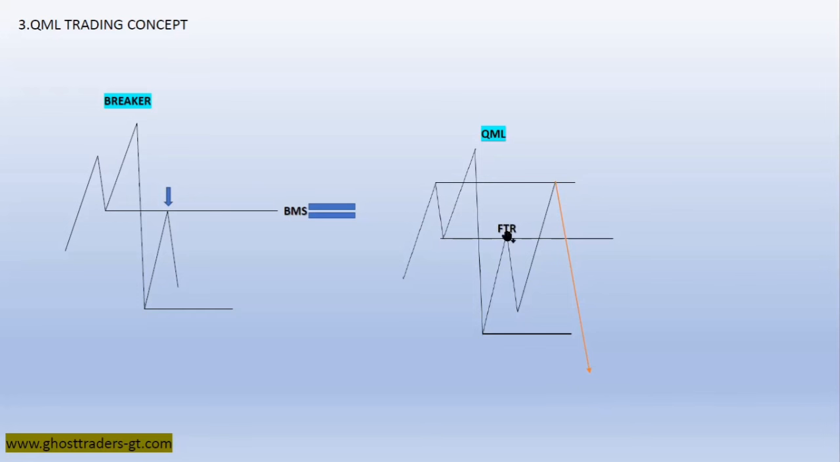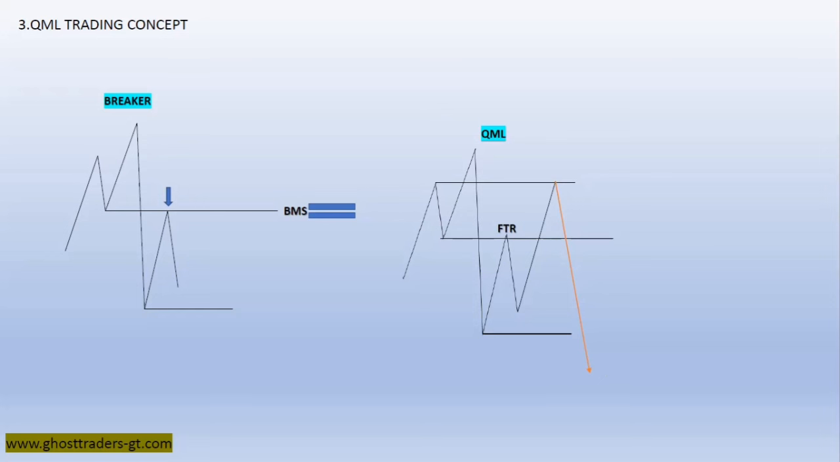Okay, so when price goes back a little bit and then comes back, takes out this and then comes to this level of our QML, and then we make an entry. So it starts as a breaker and then it can end up as a QML. That's what happens most of the time.